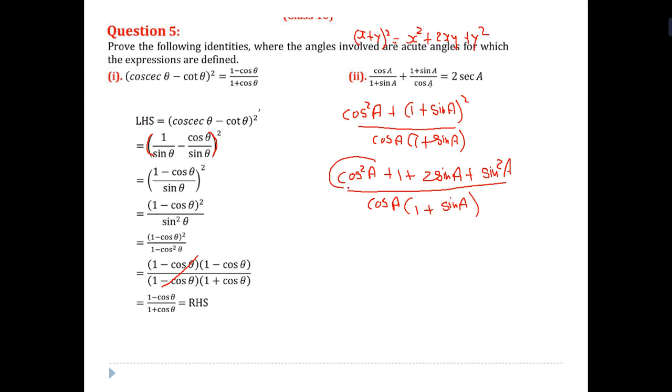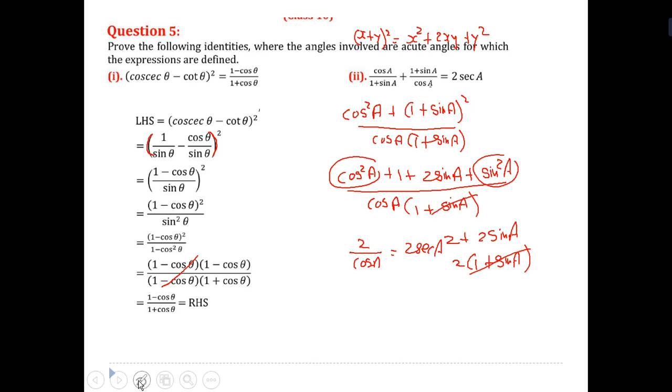Now cos square A and sin square A identity is 1, and already 1 is here. So 1 plus 1, 2 plus 2 sin A. If I take 2 outside, then 1 plus sin A. So if 1 plus sin A is there, we can easily cut. So 2 upon only cos A is remaining. So we can get 2 sec A.